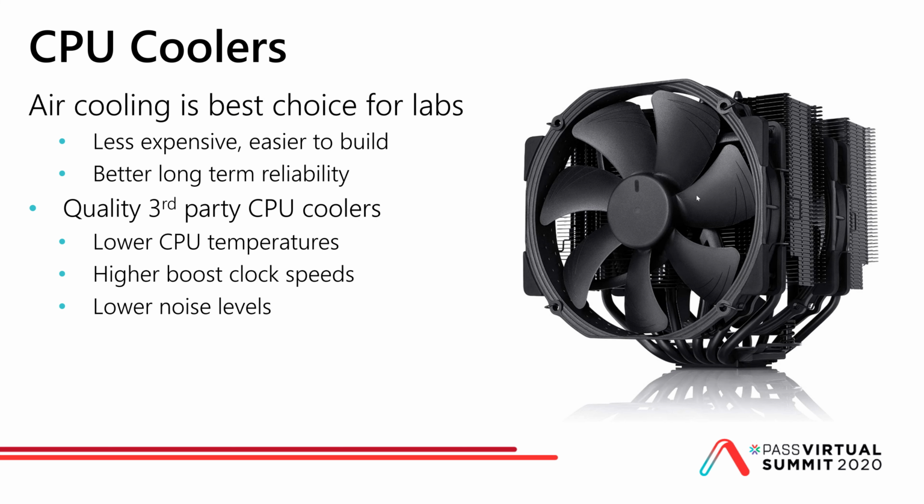So the next component to think about is a CPU cooler. And I think that air cooling is the best choice for a lab PC or for just many people's personal desktop PC, because air cooling is less expensive than liquid cooling, and it makes it easier to build the system with an air-cooled CPU cooler. And you also get better long-term reliability because liquid-cooled CPU coolers can leak. They don't do it very often, but it's possible.